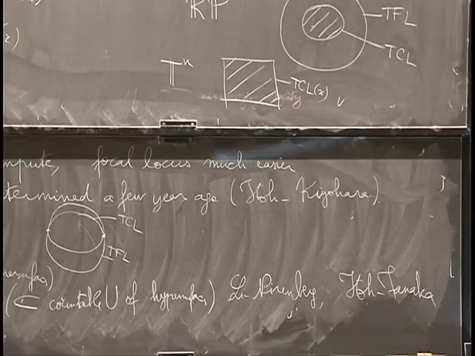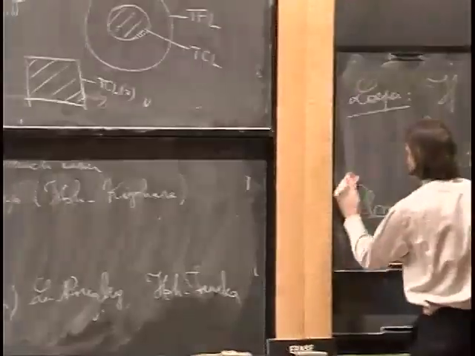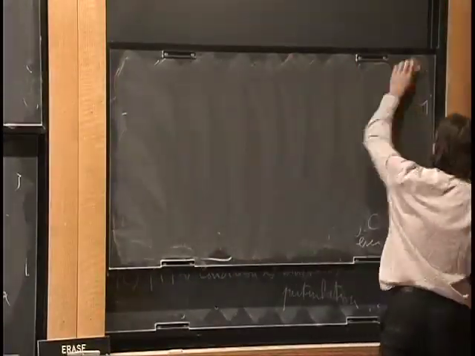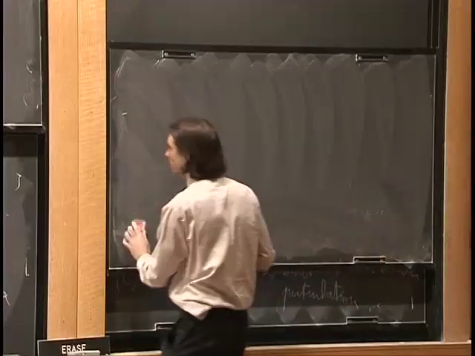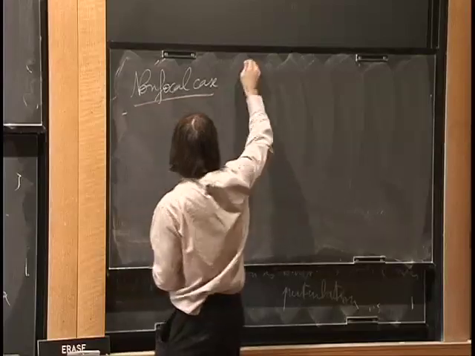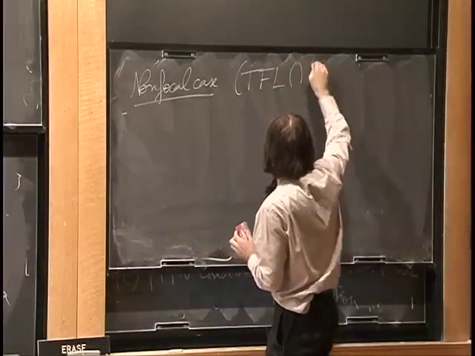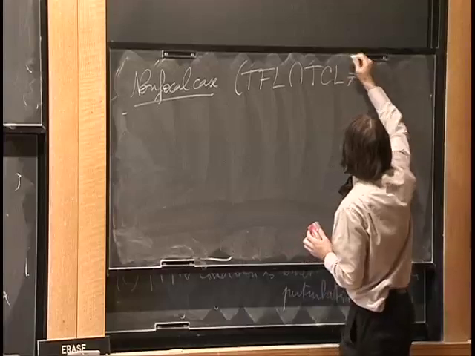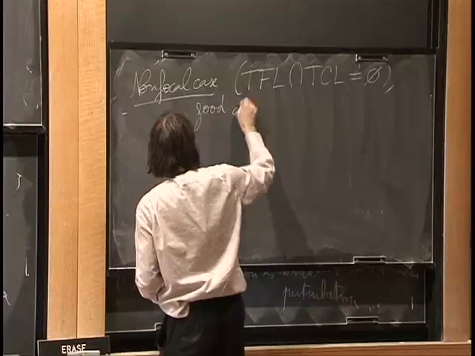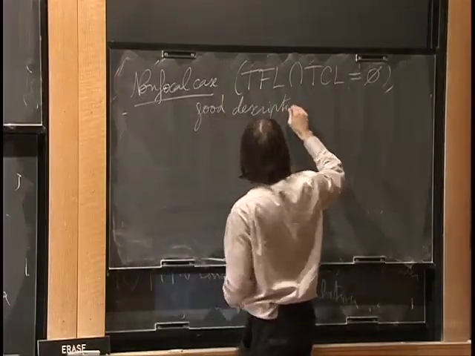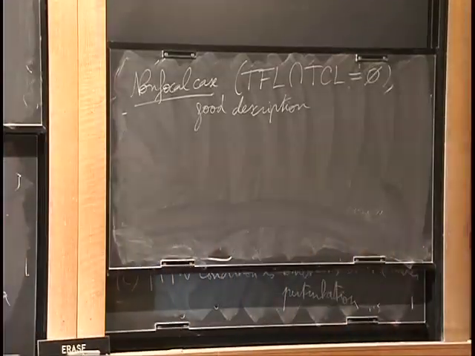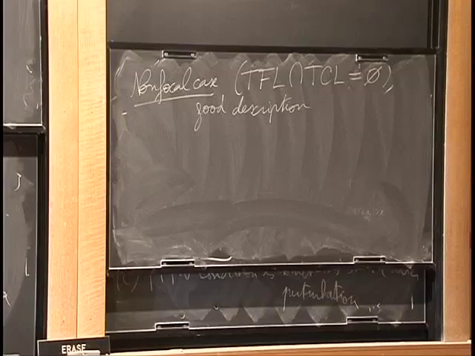So the cut locus is a very mysterious thing. In the non-focal case, non-focal, by definition, will mean that the tangent focal locus and the tangent cut locus don't meet. There is a good description. Yes, the n-1 dimensional Hausdorff measure is always positive, finite. Very good.